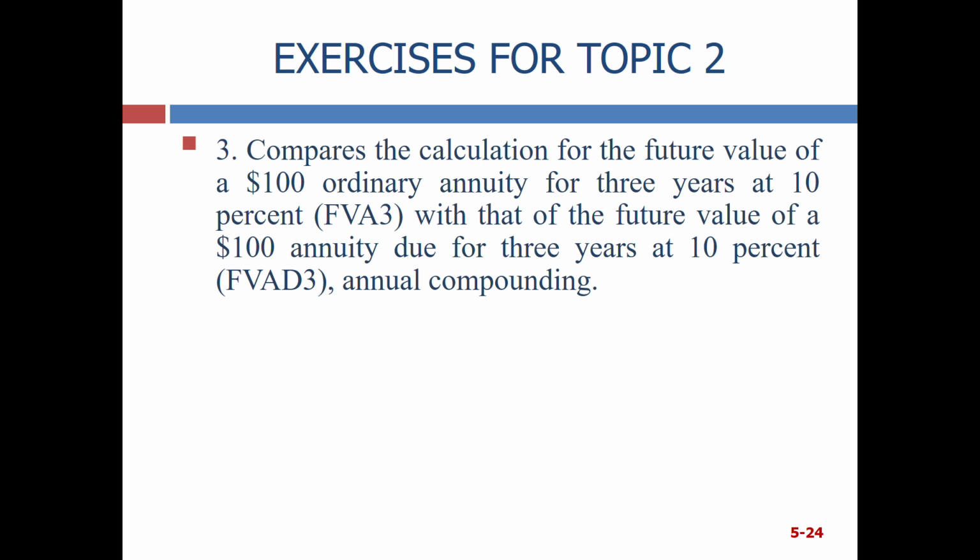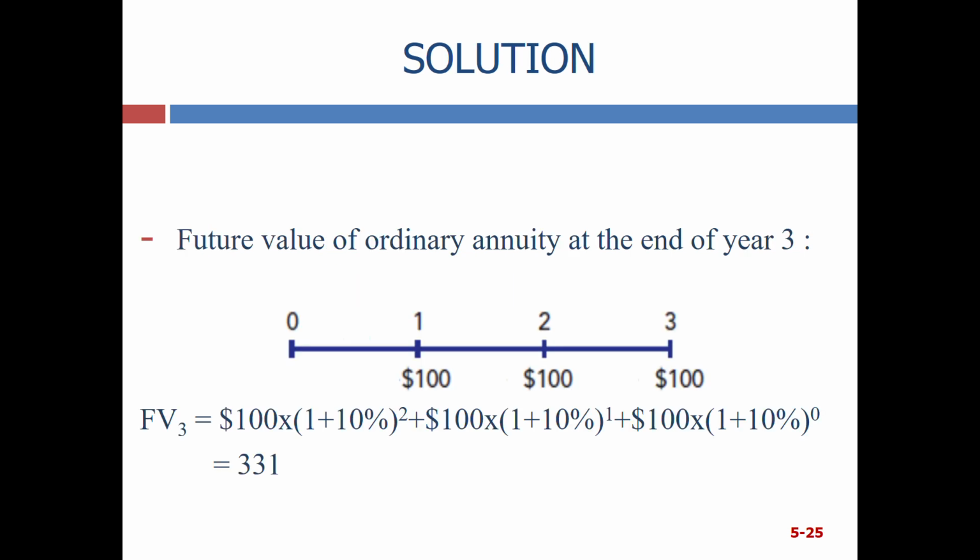This is exercise number 3. We will calculate the time value of cash flow. To calculate the time value of cash flow, we will calculate the time value of each amount and then add them up. First, we will calculate the future value of the ordinary annuity at the end of year 3. For the first $100, we have 100 multiplied by the sum of 1 and 10% raised to the power of 2. Similarly, the next 2 payments have 1 and 0 compounding periods respectively. The future value of this cash flow is $331.